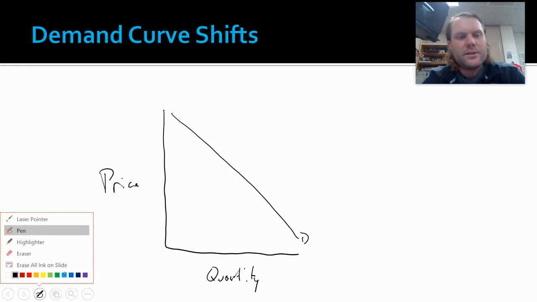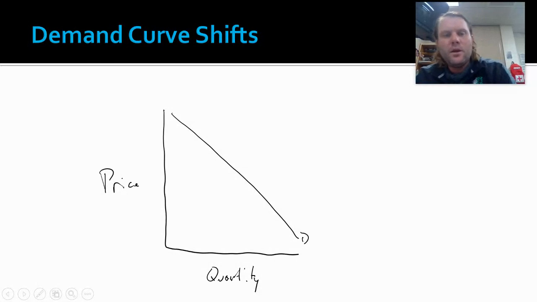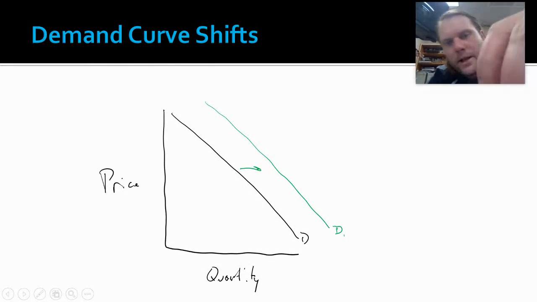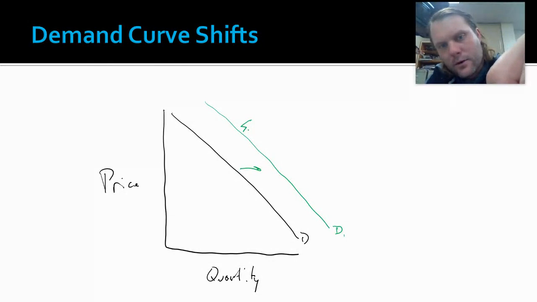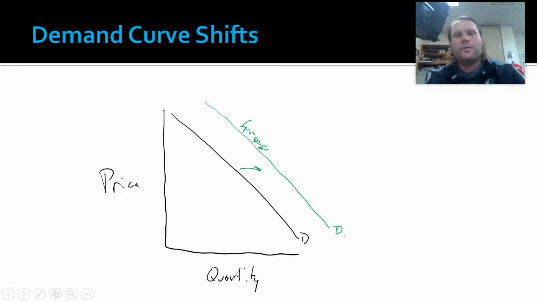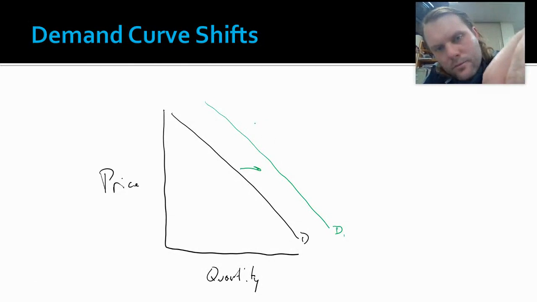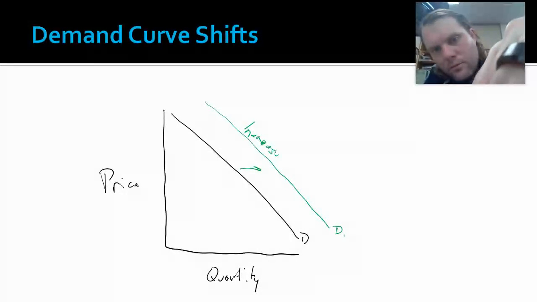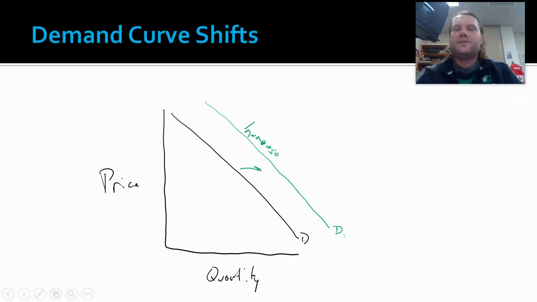Okay, so two things can happen. We can either increase our demand. I'm going to label that D1, and then I'm going to write increase on here too, just for the sake of visualization. Excuse me while I try to write with my pen here on my screen. Okay, so we're going to increase it, and we moved it to the right.